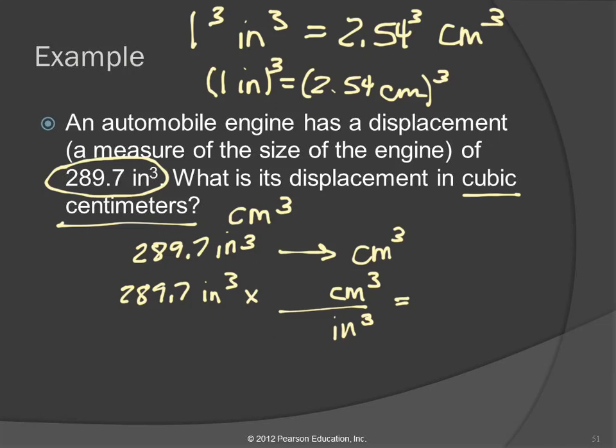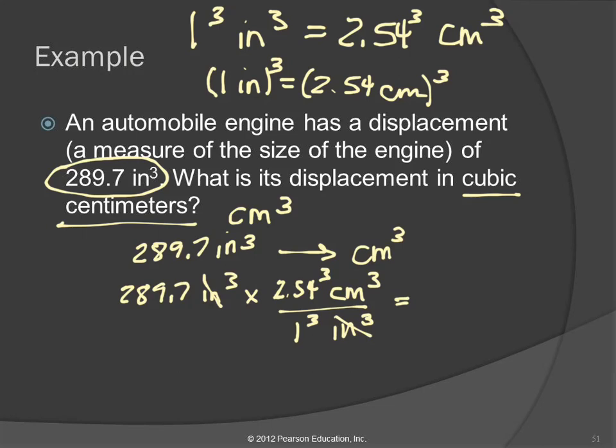So here I've got 2.54 cubed, and down here, I've got 1 cubed. Well, 1 cubed is easy. 1 times 1 times 1 is just 1. Here we see that the units cancel out. Inches cubed cancel inches cubed.